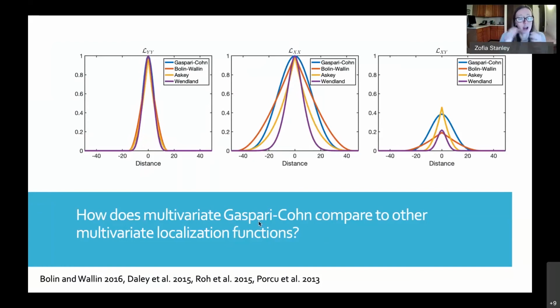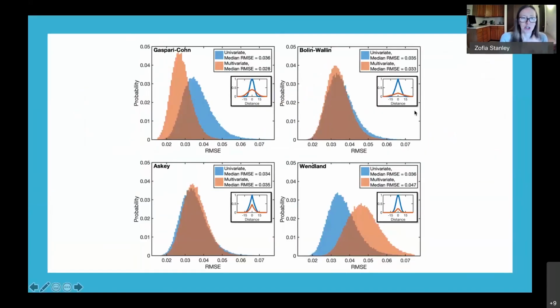ASCII and Wendland are not created through kernel convolution and are presented in the Daley et al. 2015 paper, also investigated in Rowe et al. 2015 for use as localization functions in data assimilation. And so I'll show you the same histograms that we saw before, and at the same time as we're looking at these 4 multivariate functions, we'll look at their univariate counterparts as well. And so for univariate, I'm using just this localization function with the smaller localization radius. And so here we go.